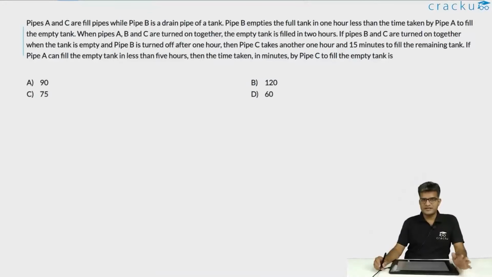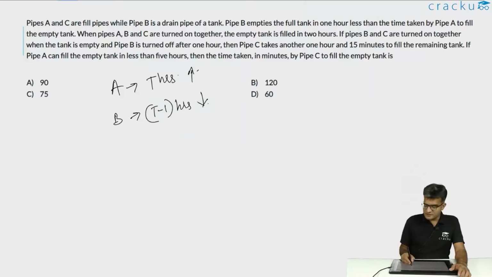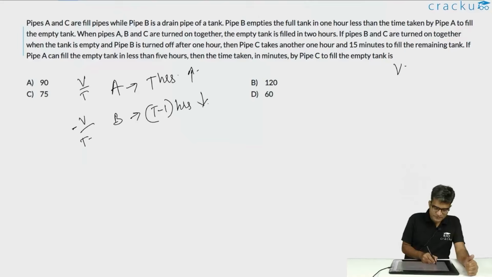In this question, we are told that there are 3 pipes A, B and C. A and C are fill pipes, B is an emptying pipe. B takes 1 hour less than A to empty the tank that A takes to fill the tank. So if you assume that A takes T hours to fill the tank, B will be taking T minus 1 hours to empty the tank. If you assume that the volume of the tank is V, in 1 hour, the amount of water filled into the tank by A will be V by T. The amount of water emptied by B will be V by (T minus 1).